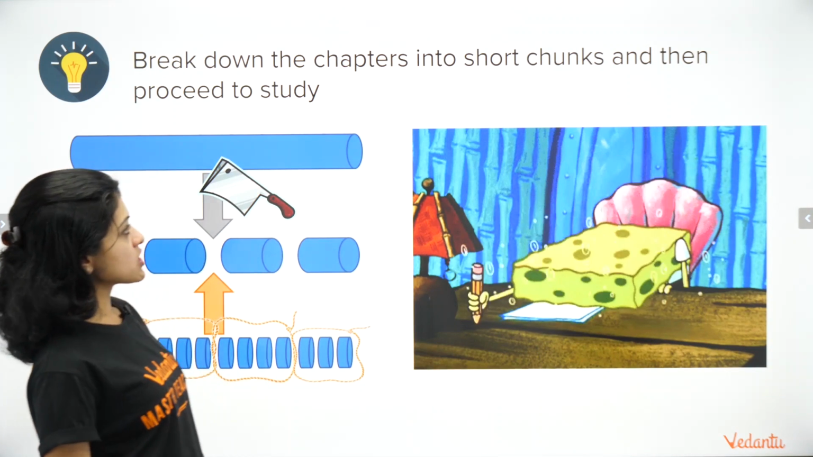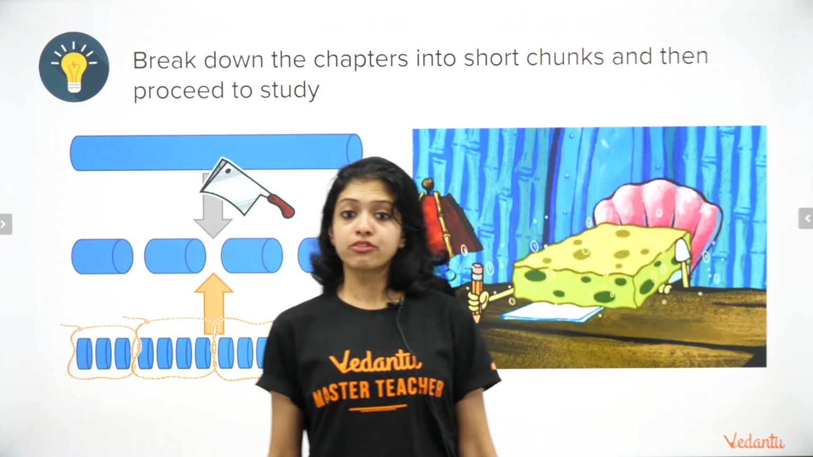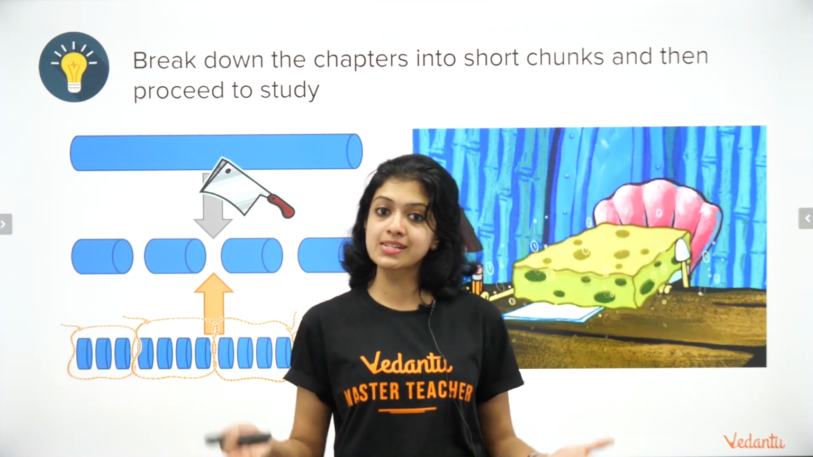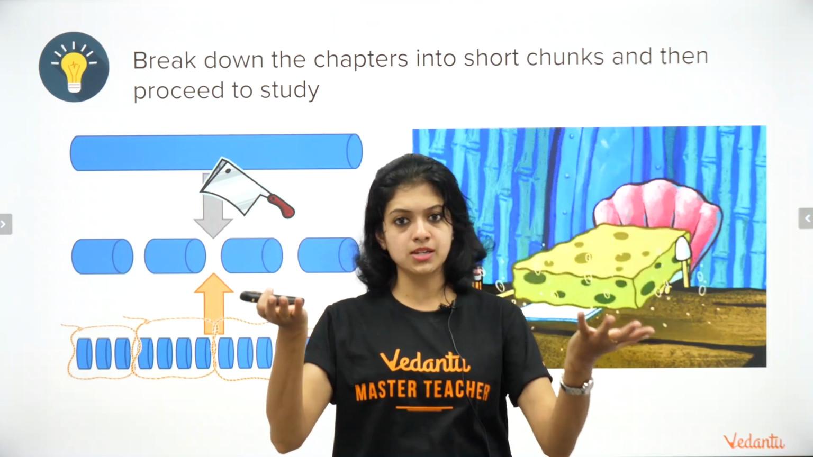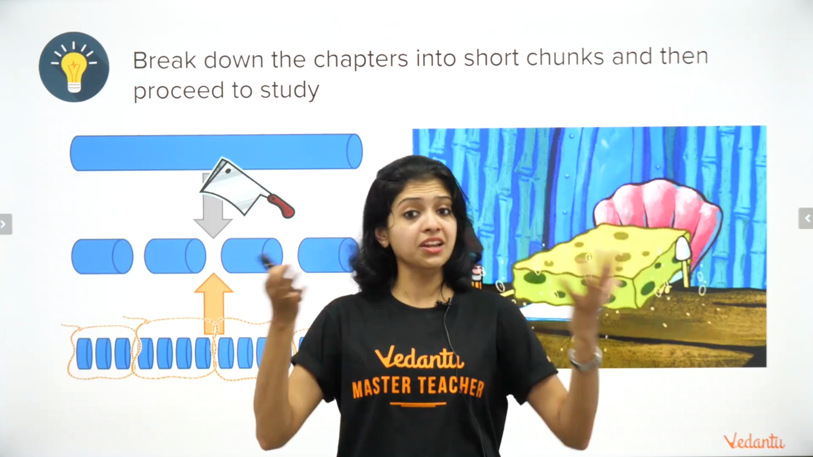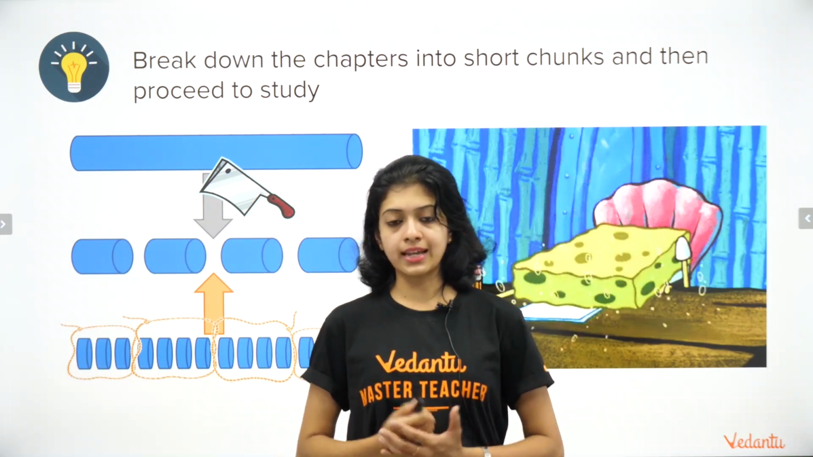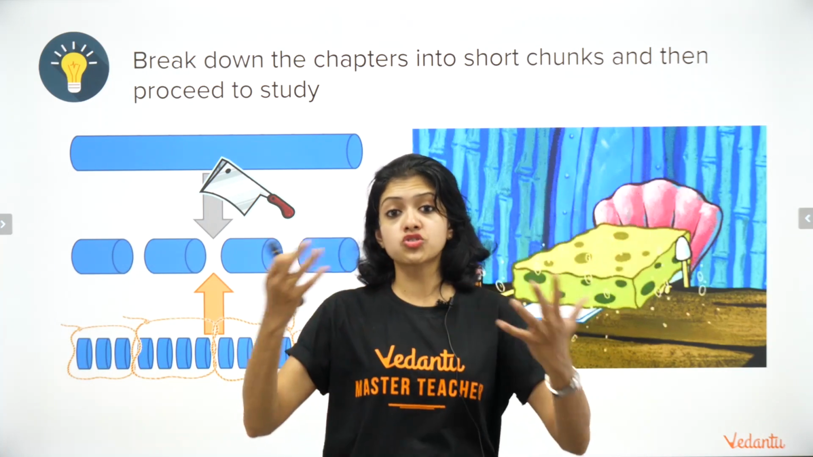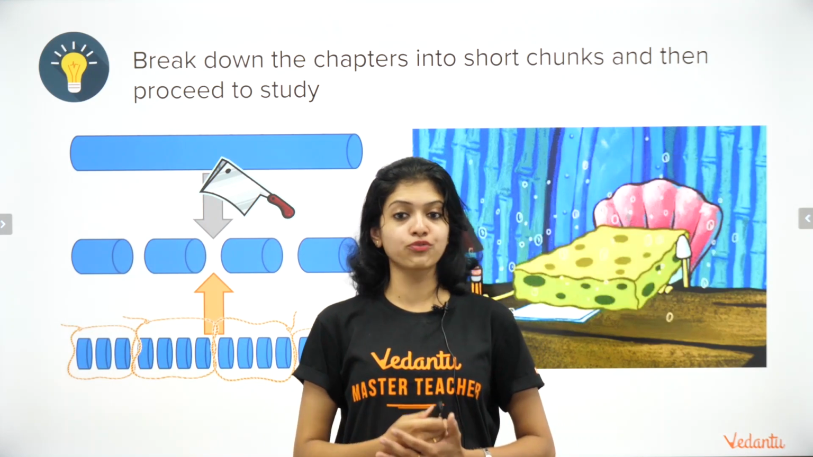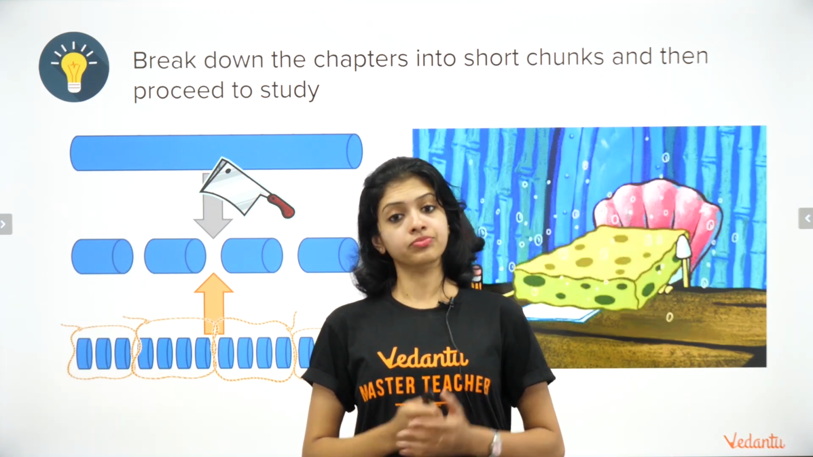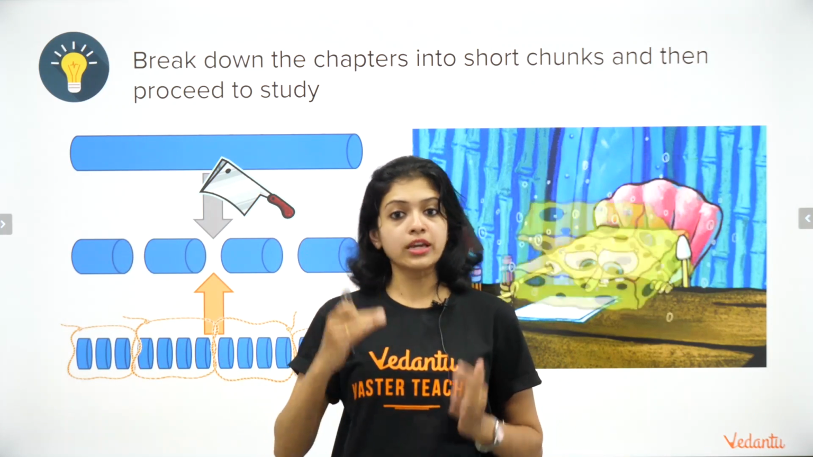Now, break down the chapters into short chunks and then proceed to study. This again works very well for concept-heavy chapters like biology, because as such, if you look at one chapter, say for example, the excretory system, it's a huge chapter, right? And you have a lot of topics under that, like mechanism of urine formation, the structure of the human excretory system, and all the sub-concepts that fall under these topics, right? So, when you pick up the chapters to study, break it down into short chunks.